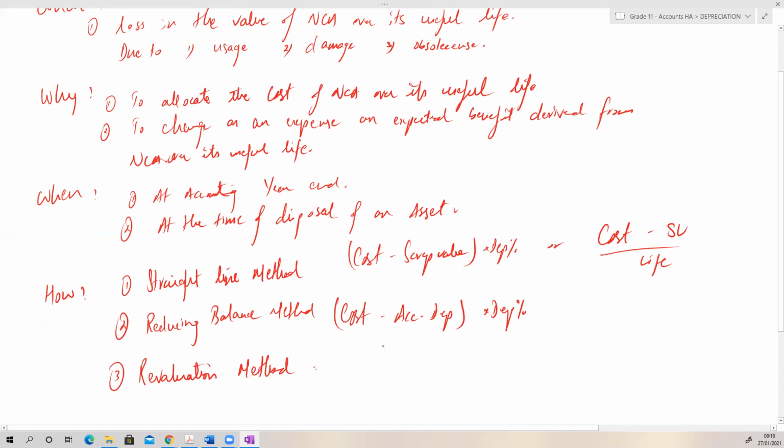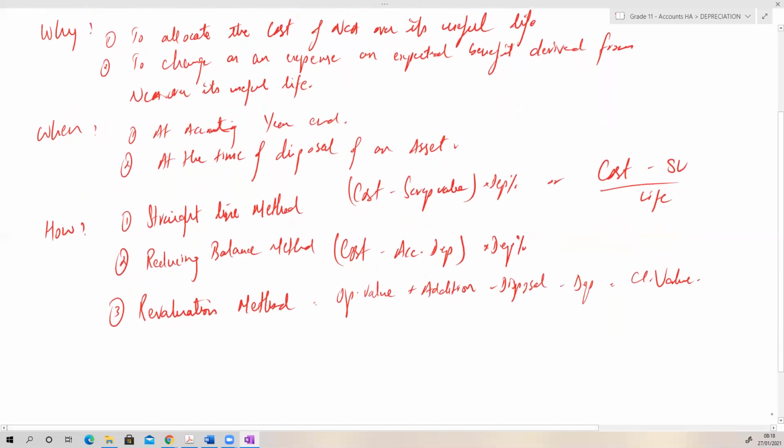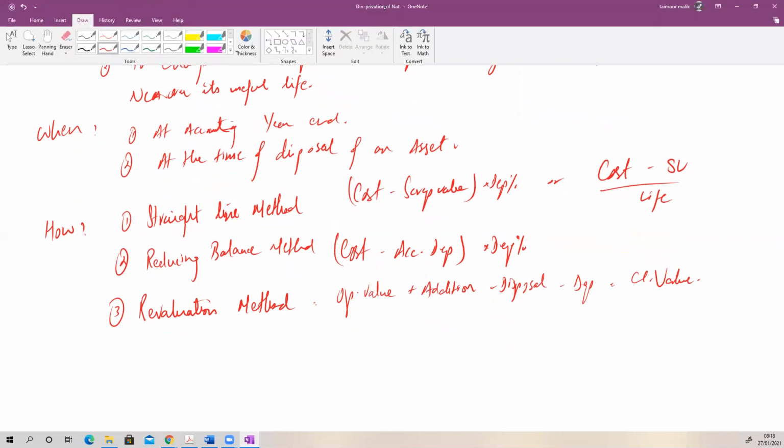revaluation method, which is the one that you use in club accounts. Opening value plus addition minus disposal minus depreciation is equal to closing value. ठीक है जी. These are the three ways through which you charge depreciation. As per your syllabus, these are the three methods: straight line, reducing balance, or revaluation.